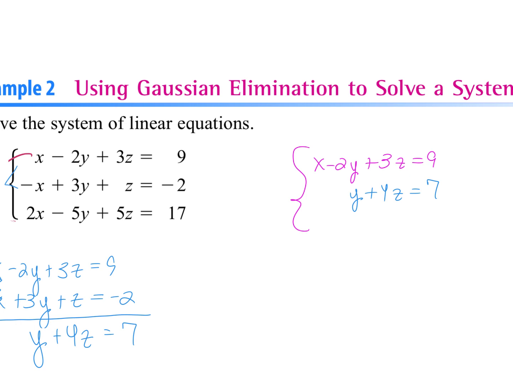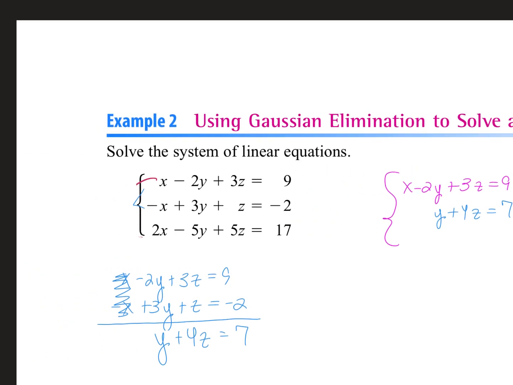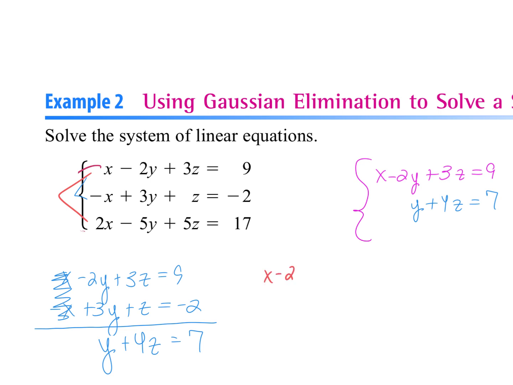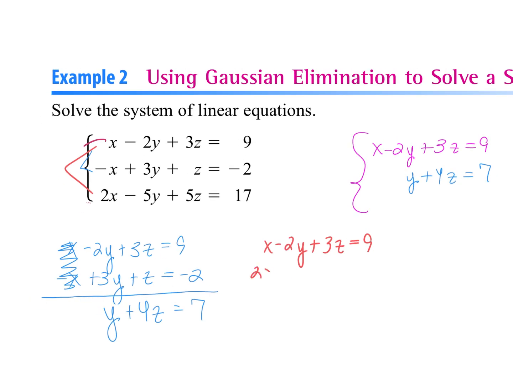Now, if you go back to my last slide, I said to get the third equation, now we have a two-step process. The first thing we have to do is we're going to combine equations 1 and 3 and eliminate the x. So just be careful when you rewrite, x minus 2y plus 3z equals 9. 2x minus 5y plus 5z equals 17. Now, if I want my x's to cancel out, I have a positive x and a positive 2x. So I'm going to go ahead and multiply my top equation by negative 2, and then I'll get my x's to cancel out.